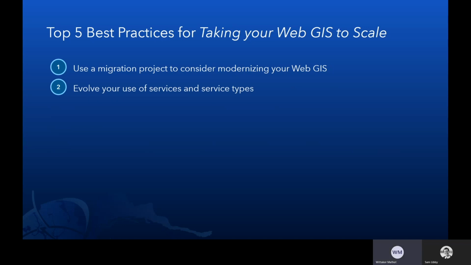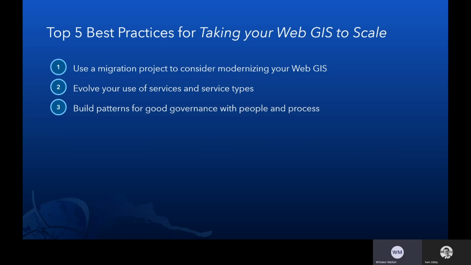The second best practice really deals with this topic of publication strategies. We strongly encourage you to evolve your use of services, and service types, in addition to the larger geoinformation model, the different item types within the portal, because a lot has changed. In fact, we'd encourage you to check out a session that was given at Developer Summit this year around best practices for publishing layers and services. You may not realize all of the changes that have happened. For example, feature services have really been supercharged in the last couple of years around performance and scalability.